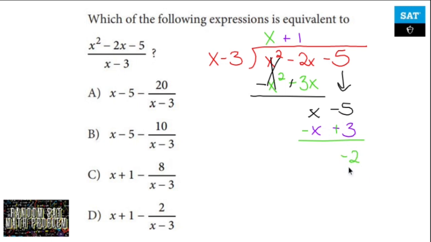Now, when you have a remainder of negative 2, you make that the numerator of a fraction whose denominator is the factor. So if I were to write all this out: x plus 1, let's bring the negative out front, minus 2 over x minus 3. The answer is D. Now that's long division. Okay, that's polynomial long division.